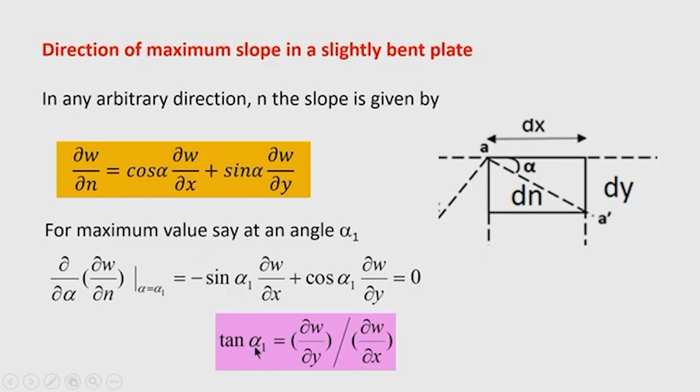After simplification, you will get tan alpha 1 equal to del w by del y divided by del w by del x. So, this is the condition for getting the maximum slope.